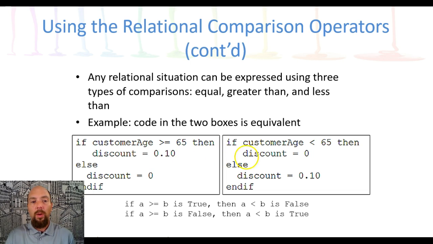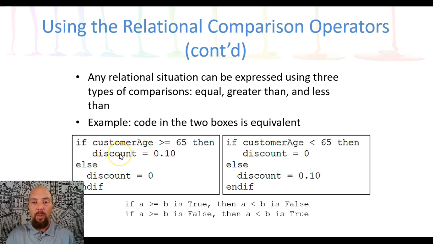Now we could do it the other way around. This is the exact opposite. So if the customer age is less than 65, then we're not going to give them a discount. Otherwise, which means they are older than 65, then we will give them a discount. So these two actually say the exact same thing, but by simply changing the comparison, we change whether we want to look at the true side or the false side.